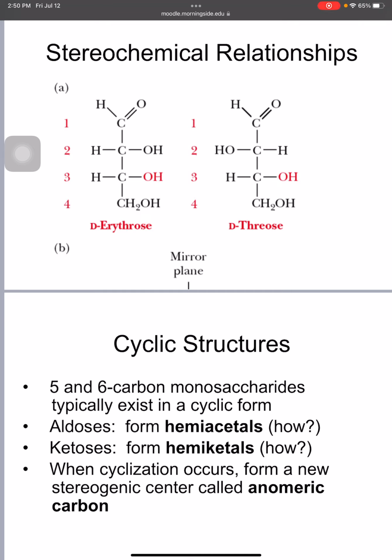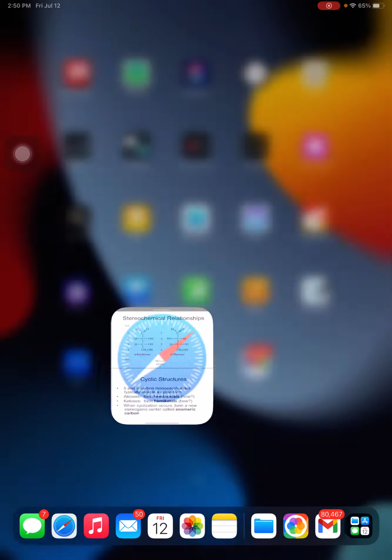One unique thing that we see once we get to the 5 and 6 carbon monosaccharides is cyclization. Right? These linear structures, these linear sugars, they can actually react with themselves to form rings, to form cyclic compounds.